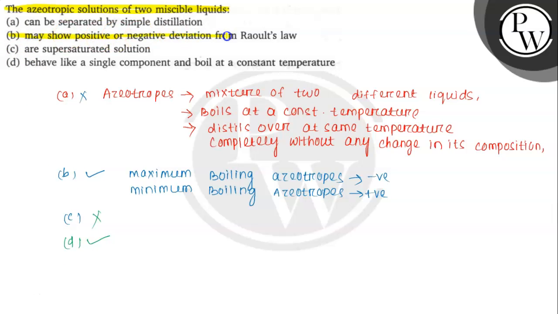May show positive or negative deviation from Raoult's law, and behave like a single component and boil at a constant temperature. Hope you understand it well.